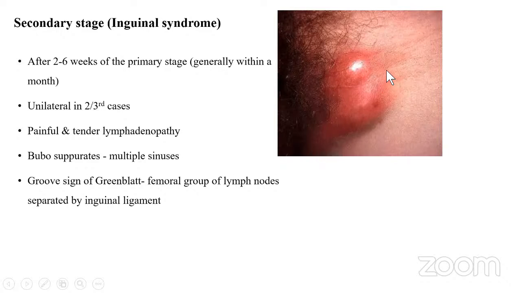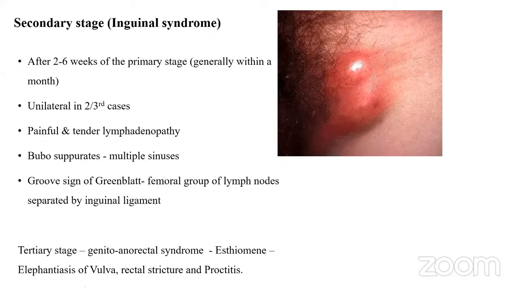Sometimes patients with LGV might also develop enlargement of the femoral group of lymph nodes. Okay, so there will be involvement of the inguinal group as well as the femoral group, and these are separated by the inguinal ligament. This appears clinically as a groove, and it's called the groove sign of Greenblatt.